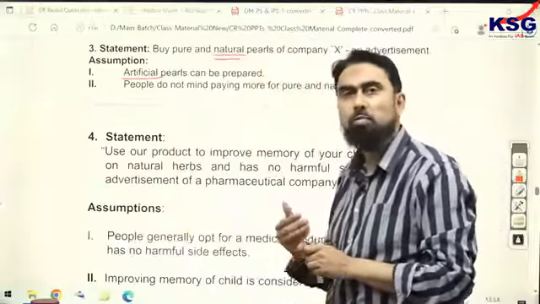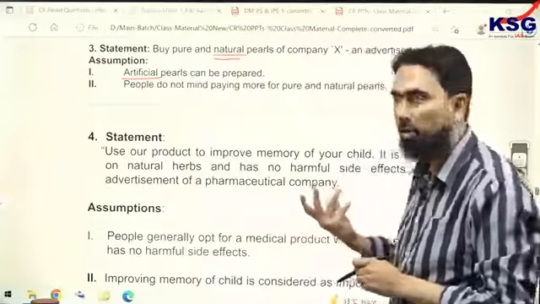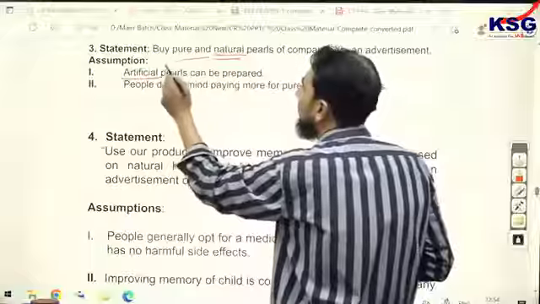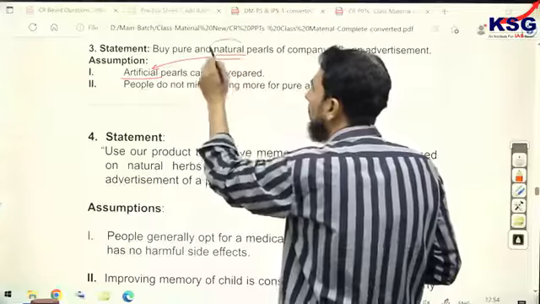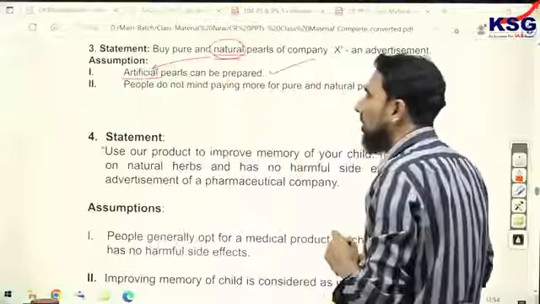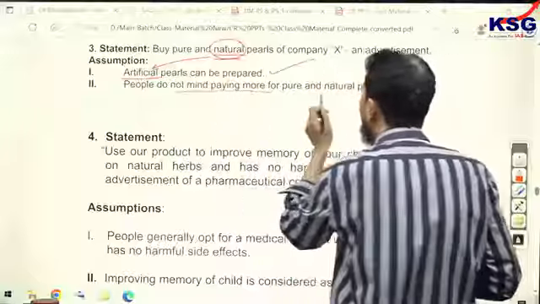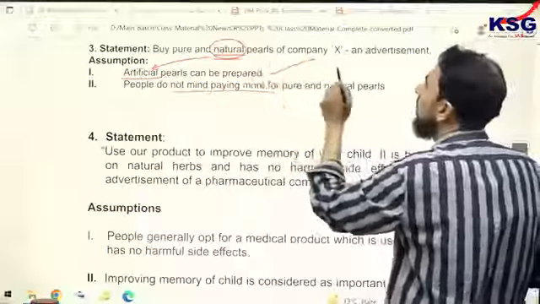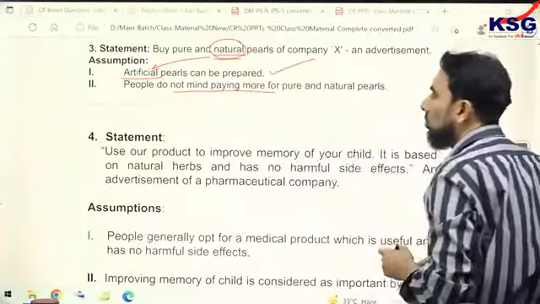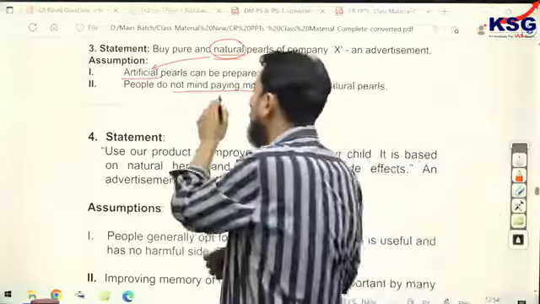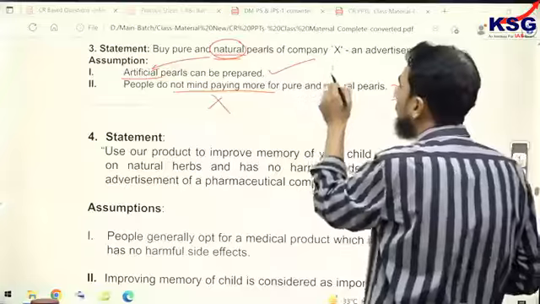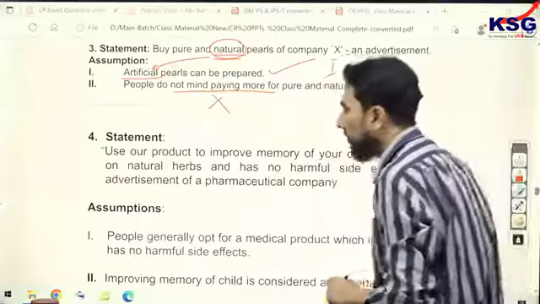ठीक है, तो फिर आप उसमें नेचुरल नहीं बोलते हैं. जैसे नेचुरल वाटर क्या मतलब है. So here by pure and natural pearls it means artificial pearls can be prepared. The very presence of this word, highlight of this word natural suggests कि this one is a valid assumption. Second, people do not mind paying more for pure and natural pearls. Nothing has been mentioned about the people's behavior or whether natural pearls are expensive. So no information is given about this. It means it is data inadequate for this case. Only first one is a valid assumption, second is wrong.